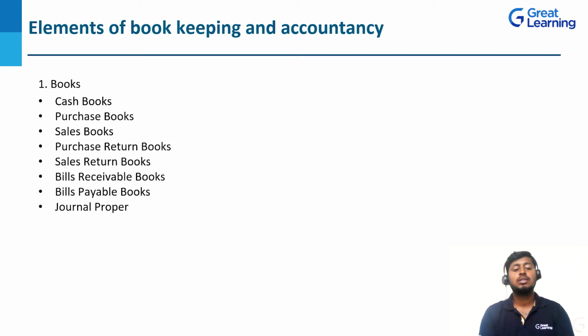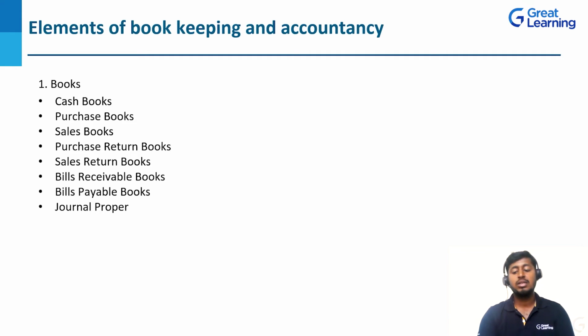And the last one, journal proper. This book is going to be maintained if any transactions have an error, or if you passed any journal entry mistakenly. At that time, if you want to correct the journal entry, then we are going to pass some entries in the journal proper. So these are the first element of bookkeeping. Under the books, we have 8 different kinds of books the company needs to maintain in bookkeeping. That is the first element.